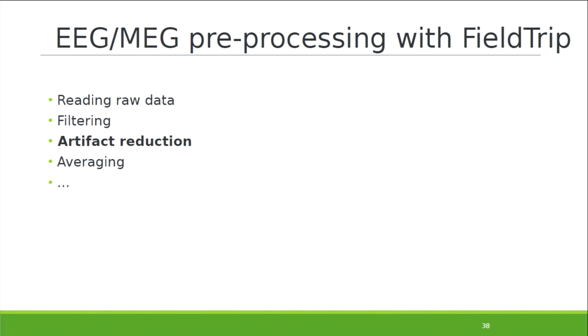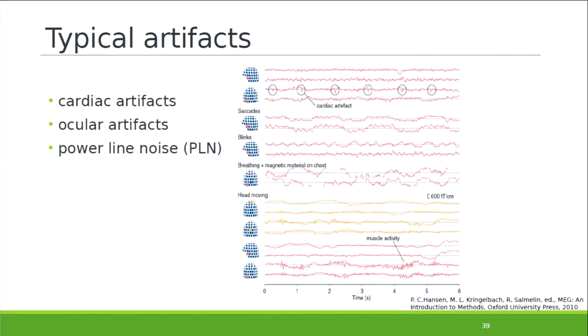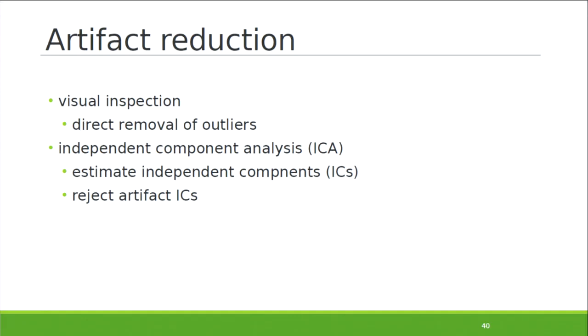Now, how we do artifact reduction with FieldTrip. Typical artifacts that we observe in the data are, for example, the cardiac artifacts from the heart. Then we have ocular artifacts from the eyes, and as already mentioned, we have some power line noise. So how do we deal with these noises? Two main ways are the visual inspection, so you just scan the data and look for outliers and manually remove them. You can also do an independent component analysis, an ICA, where you estimate independent components and reject the ones stemming from the artifacts.